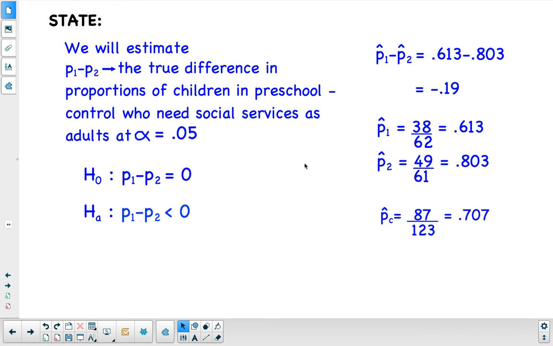Now, because it's a significance test for proportions, we are going to get a combined p-hat. Because remember, we do a hypothesis test assuming the null hypothesis that there's really no difference between these two groups. So for our standard deviation, we're going to use the pooled data, the p-hat combined, as if we just sampled 123 people and 87 out of those 123 needed social services. So we're going to use that 0.707.